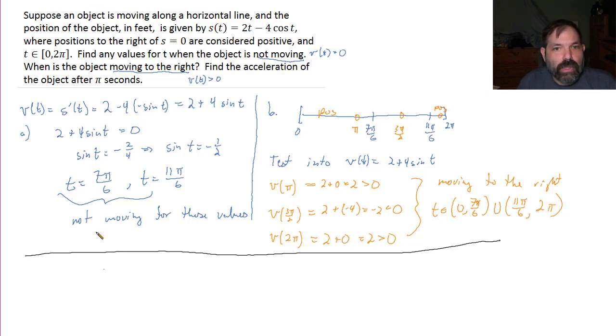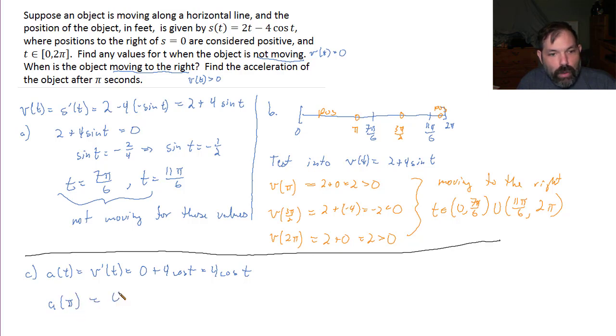All right, then finally part C. Find the acceleration of the object after pi seconds. The acceleration of the object is the derivative of the velocity, and the velocity is 2 plus 4 sine t, so that would be 0 plus 4 times the cosine of t, so there's 4 cosine t. So then the acceleration at pi would be 4 times the cosine of pi. The cosine of pi is -1, so it would be 4 times -1.